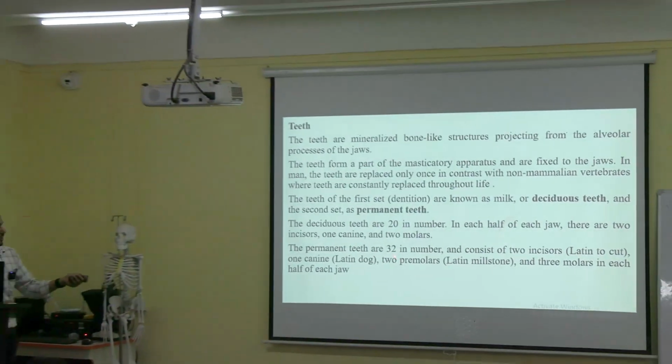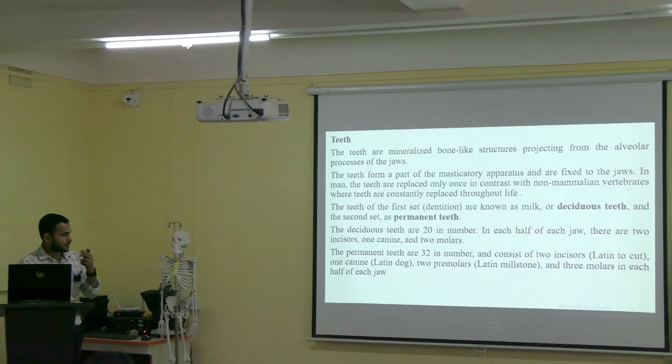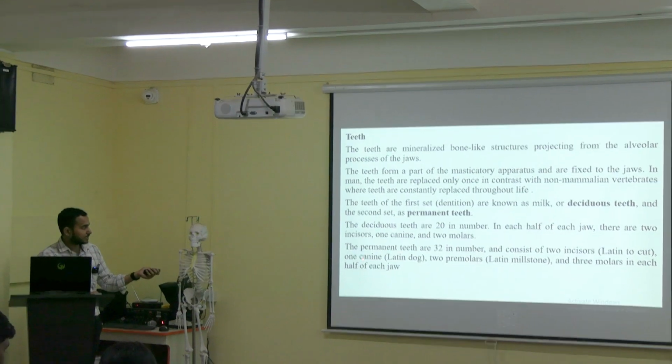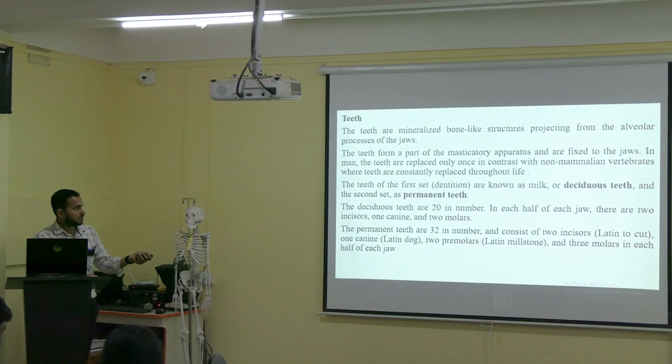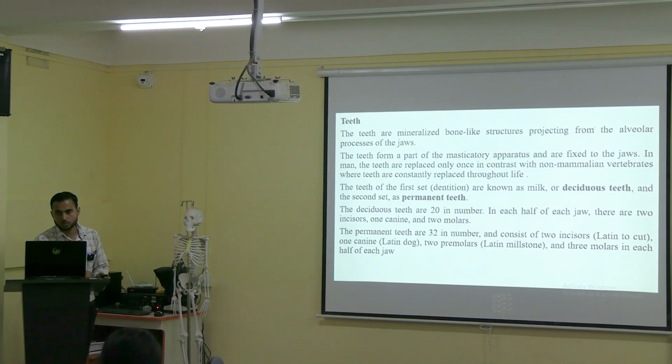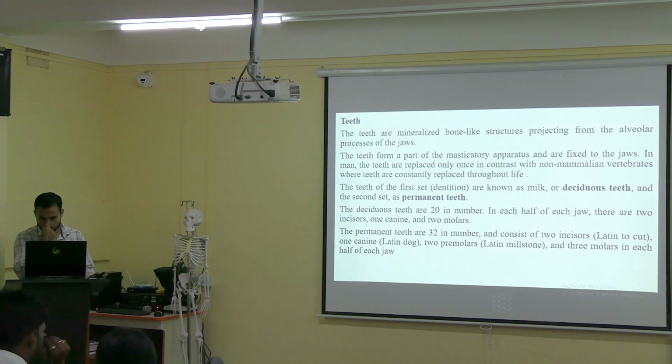The permanent teeth are 32 in number and consist of 2 incisors, 1 canine, 2 premolars and 3 molars on each half of the jaw. Like this we are getting the 32 permanent teeth, and deciduous teeth it is 20.